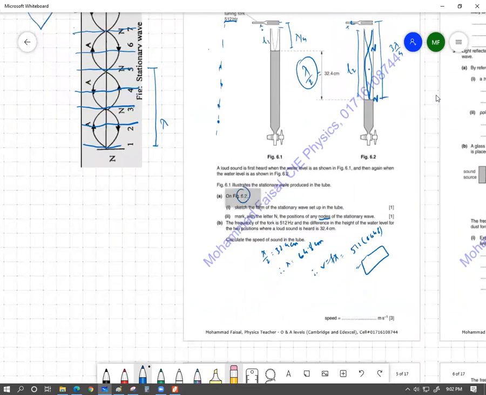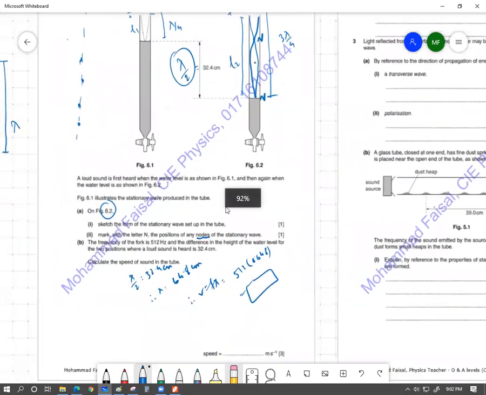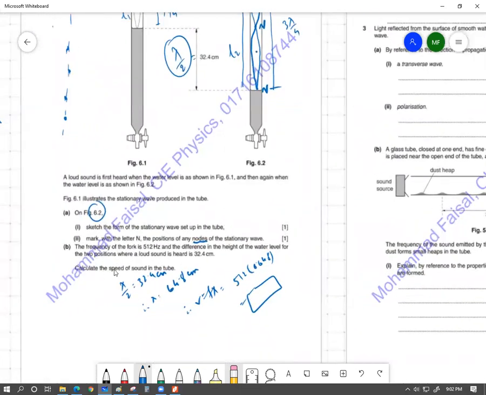That's pretty much it. Calculation, sir. I calculate the lambda value from here. Then to calculate the speed of the sound, I use v equals f lambda. Sir, you didn't measure anything? No, I didn't measure anything. I just took the value from the figure.